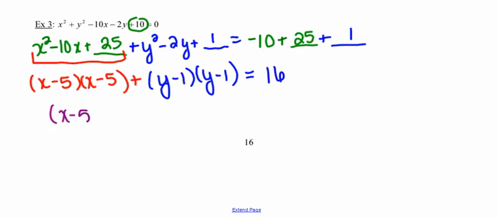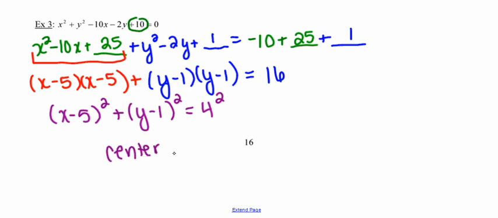So I've got x minus 5 quantity squared plus y minus 1 quantity squared equals 4 squared, leaving me with a center of 5, 1, and a radius that's equal to 4.